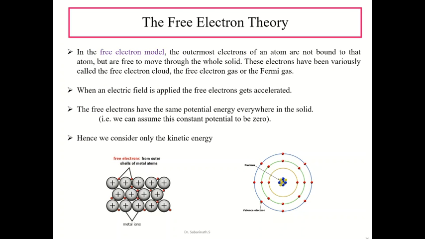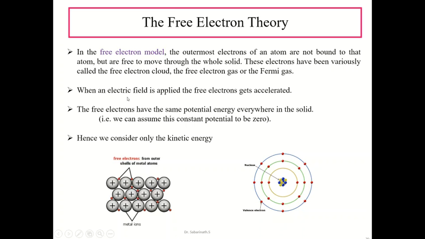So next is the free electron theory. In solids, the conduction properties are not a function of the total number of electrons, as only the outermost electrons take part in the conduction. And in the free electron model, the outermost electrons of an atom are not bound to that atom, but are free to move throughout the whole solid, and these electrons have been variously called the free electron cloud, the free electron gas or the Fermi gas.